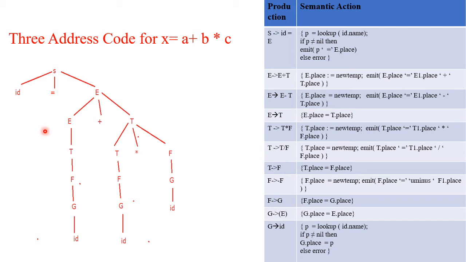Now, in the translation process, we have to traverse the parse tree and the corresponding semantic action has to be done. We have started traversing from here, and here we have got a reduction, G gives id. Then what we have to do? We have to perform the corresponding semantic action.